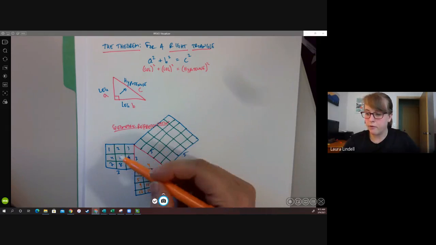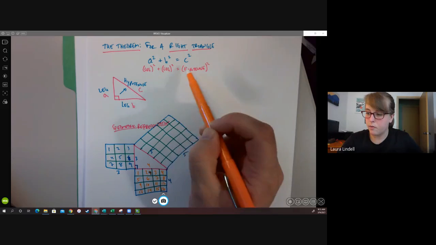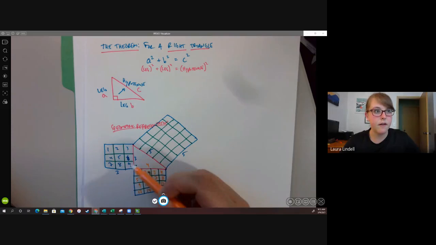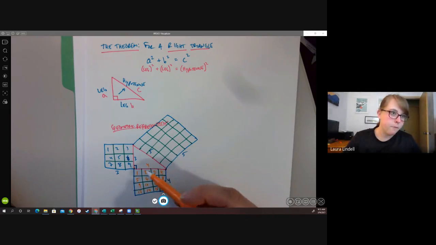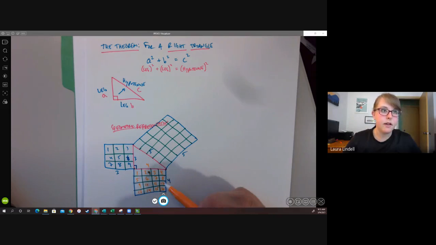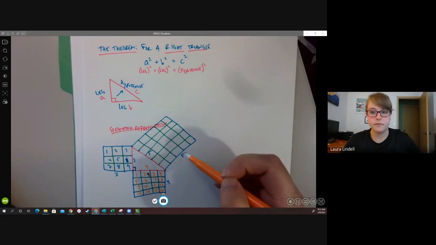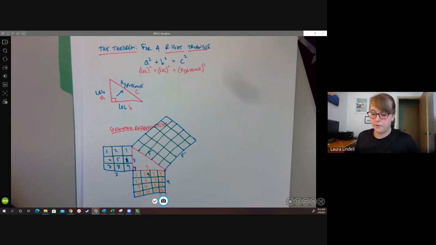So kind of a representation of what the Pythagorean theorem says. It says that this leg squared, so 3 squared, so 9 of these, plus 4 squared, so 16 of these, should fit inside of here, inside the 5 squared. So let's see how that works out.